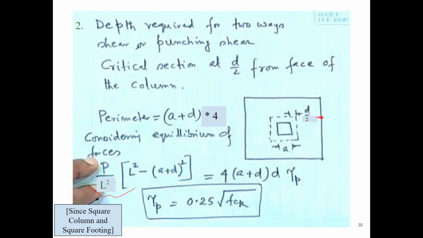So it is not from one direction or two directions, it is acting from all the sides. So just removing this portion, everywhere the load is acting. That's why it is called punching shear.